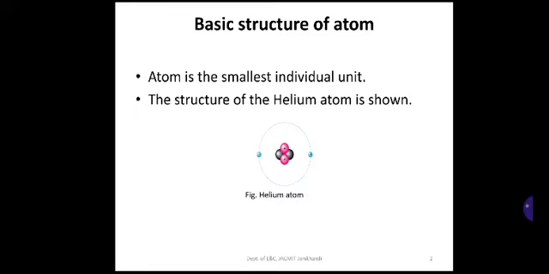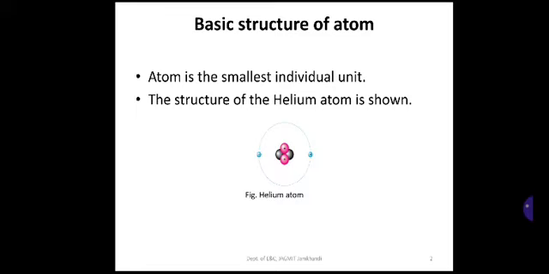So what is an atom? An atom is the smallest individual unit. The structure of one atom, for example helium, is shown in the figure. The helium atom consists of the nucleus at the center. The nucleus is made up of protons and neutrons. The proton is a positively charged particle. There are two protons shown in red, and there are two neutrons. A neutron has no charge. It is neutral.